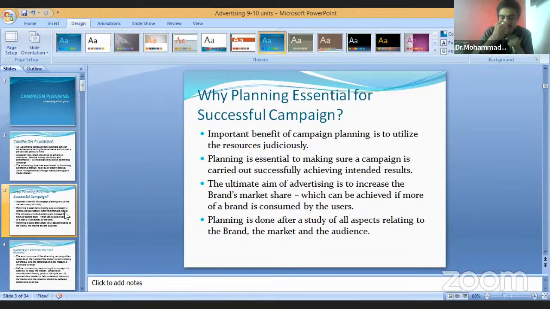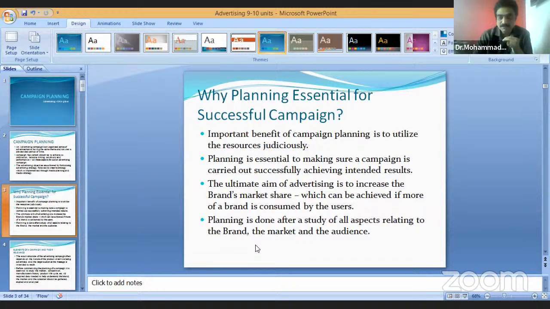So the main intended result of any campaign, any advertising, is to make the viewer purchase the particular product. Next, planning is done after a study of all aspects related to the brand, market, and audience. So what kind of planning? Planning is done after studying whether the brand is already well established, or whether we need to create a brand image, or what type of audience we have.